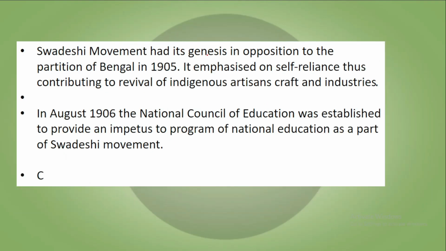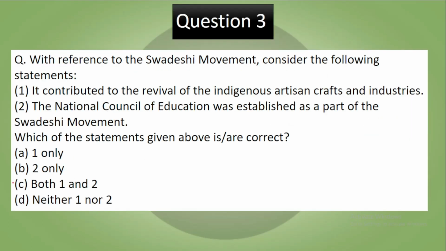Swadeshi movement had its genesis in the opposition to the partition of Bengal 1905. After this, basically the Swadeshi movement started. UPSC has asked questions on this as well. It emphasized on self-reliance, thus contributing to revival of indigenous artisans and craft and industries. Promotion of things made in our own country happened, so Indian crafts and industries were also promoted, and they were revived. In August 1906, the National Council of Education was established to provide impetus to program of national education as a part of the Swadeshi movement. Therefore, your answer is C.